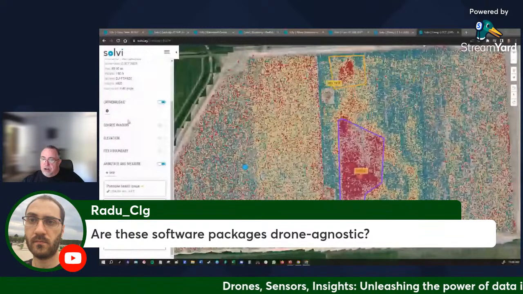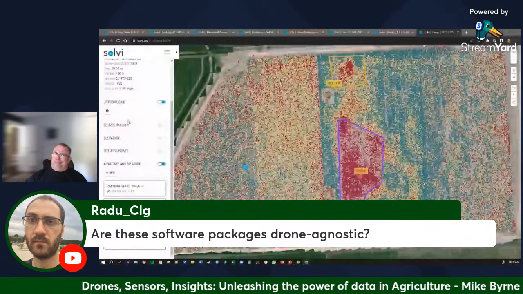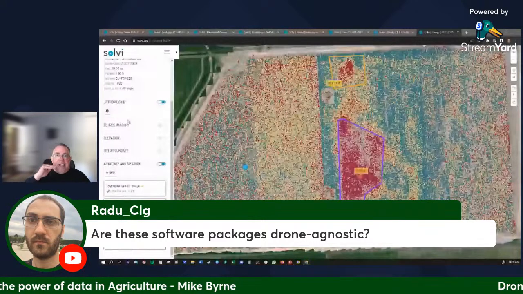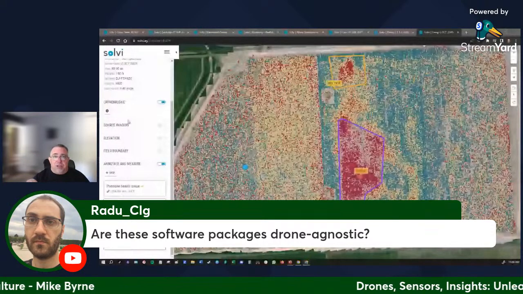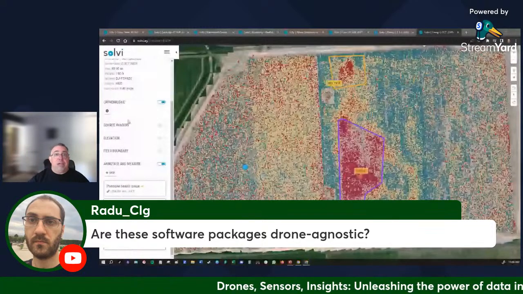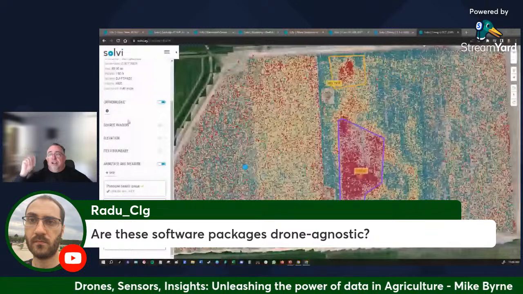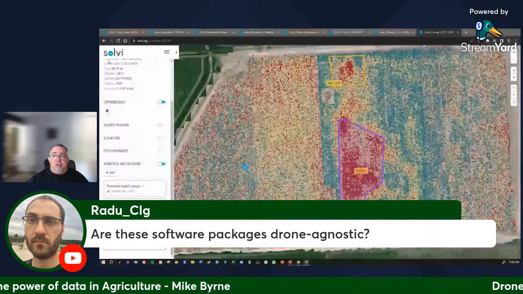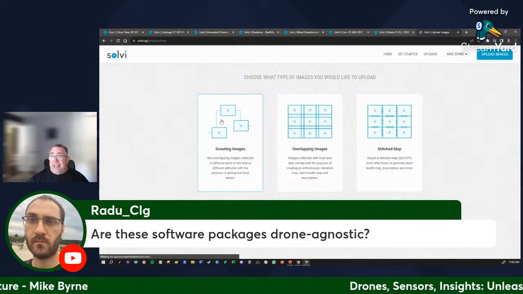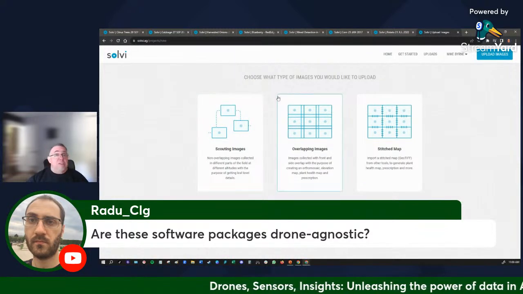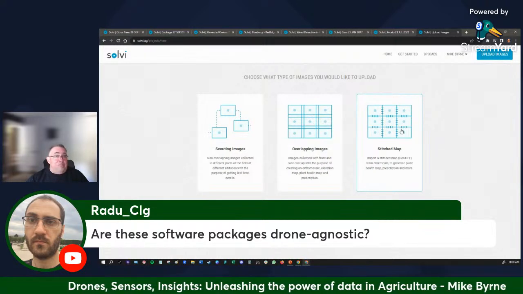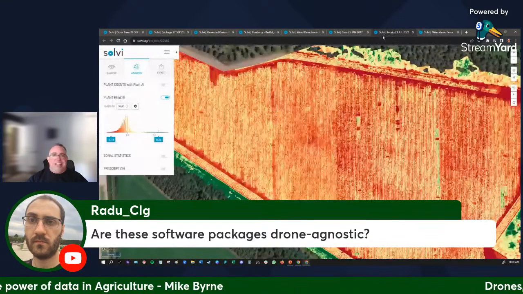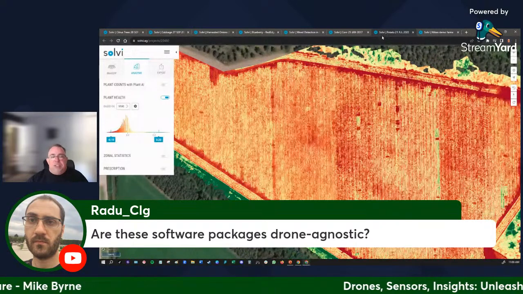Okay, the next question is, are these software packages drone-agnostic? Absolutely, for sure. With these technologies, you basically capture the data, use your own flight planning apps. You can use a million of them, right? There's a lot of them out there. You capture the data, and then you simply upload the data. So for Solvay, you upload the raw imagery. All you basically do is upload images, and you can either upload individual scouting images, overlapping images, or you can upload a stitched map. It doesn't matter. And all the platforms work the same way. So they've hit the easy button to really take away a lot of the pain points in how people use these types of technologies.